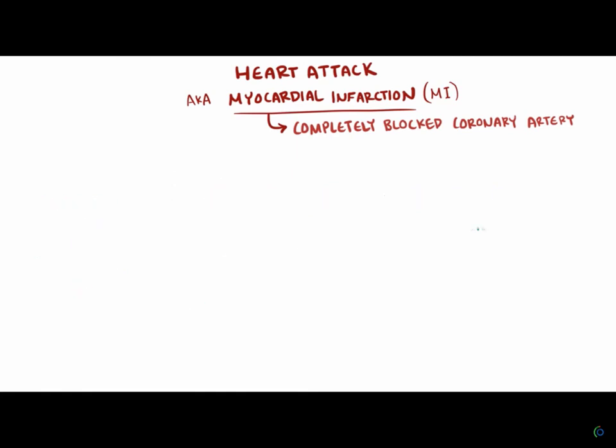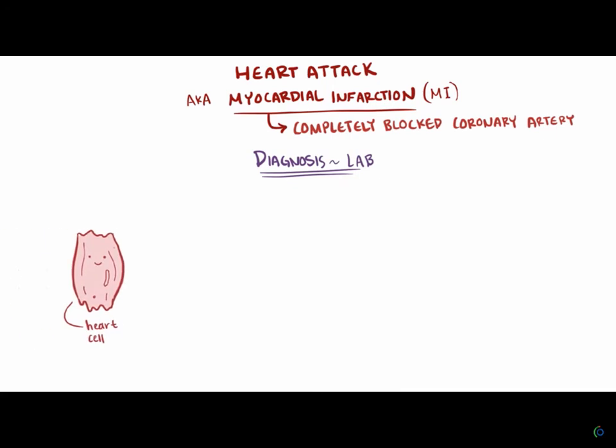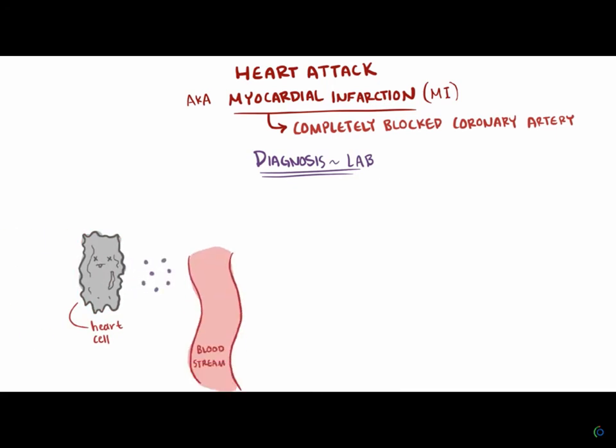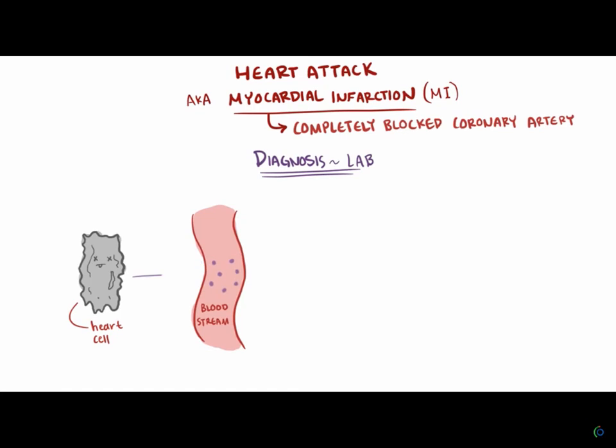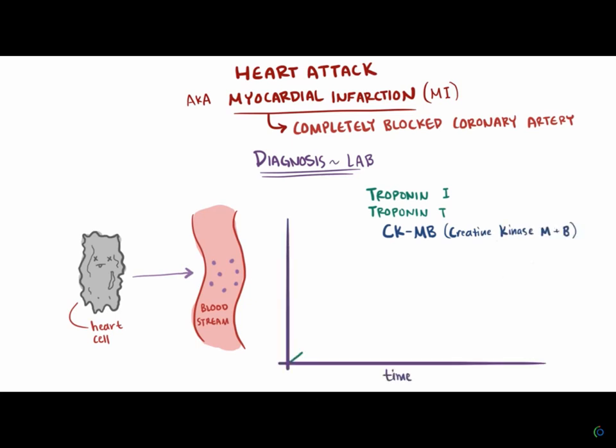In addition to an ECG, labs can be very useful in diagnosing an MI. When there's been irreversible damage to heart cells, their membranes become damaged and the proteins and enzymes inside escape and can enter the bloodstream. 3 key ones are troponin I, troponin T, and CKMB, which is a combination of creatine kinase enzymes M and B. Both troponin I and T levels can be elevated in the blood within 2 to 4 hours after infarction, and usually peak around 48 hours, but stay elevated for 7 to 10 days.